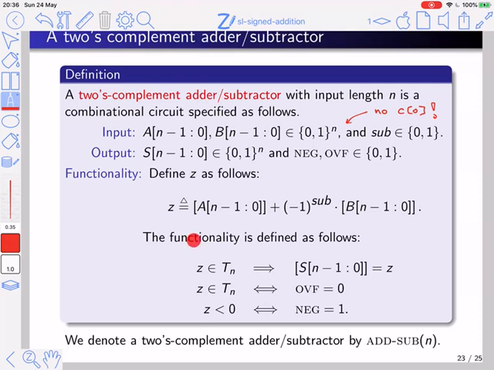The functionality is defined as follows. If Z is in Tn, then S should represent in 2's complement representation the desired sum or difference. If Z is in Tn, the overflow is 0. If Z is not in Tn, the overflow is 1. If Z is less than 0, negative is 1. If Z is not negative, then negative should be 0. We denote such a combinational circuit by add, subtract, in. How do we design this circuit?